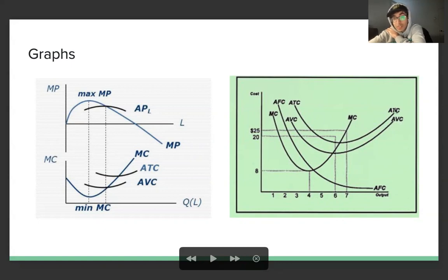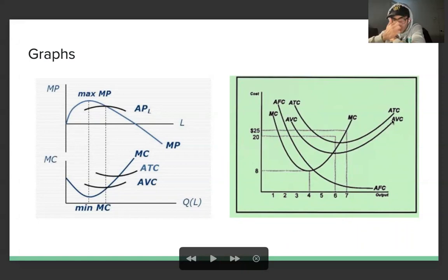And that's because the difference between these two curves is average fixed cost, which keeps on decreasing as we increase output, but is never zero, because average fixed cost is just total fixed cost, which is fixed, divided by output. As output increases, you're just increasing the denominator, so it gets smaller and smaller, but it never becomes zero. That's why these two curves never meet, but the gap between them gets smaller and smaller.